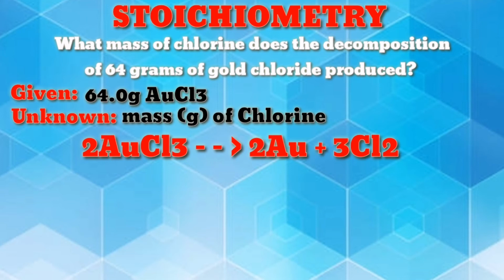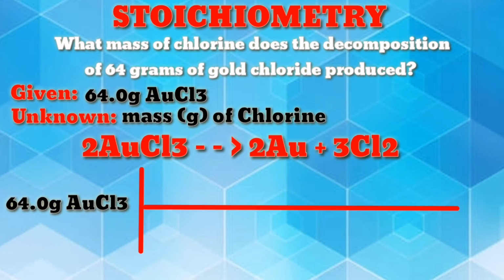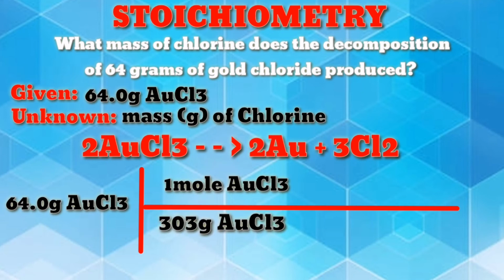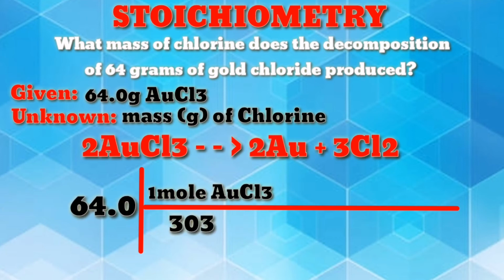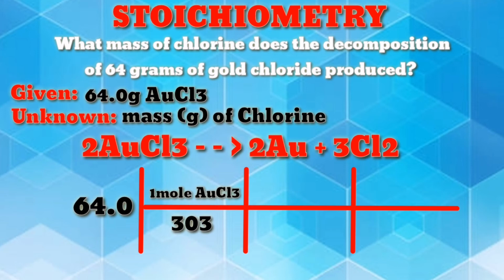Second, always start your solution with the given, 64 grams gold chloride. Next step, what should be written above is the mole of gold chloride, then below is the molar mass of gold chloride. Why is mole written above and grams below? That is for us to cancel out grams of gold chloride. Now, let's proceed. Since mole is written above, the next conversion's mole should be written below, again, for us to cancel out mole of gold chloride.